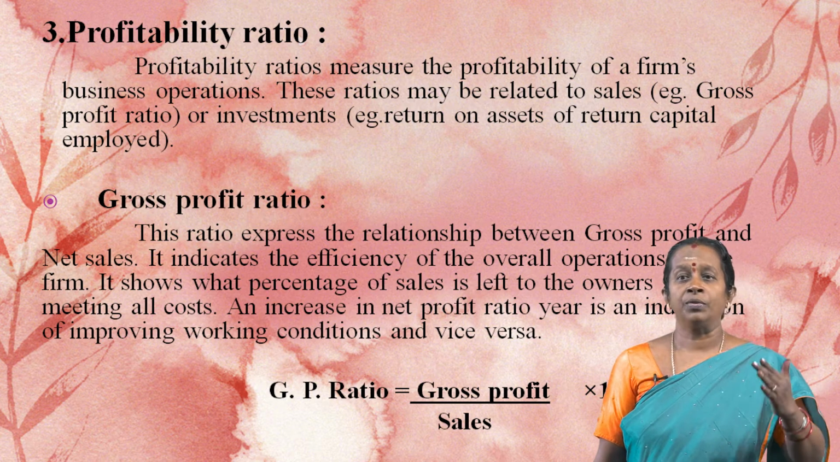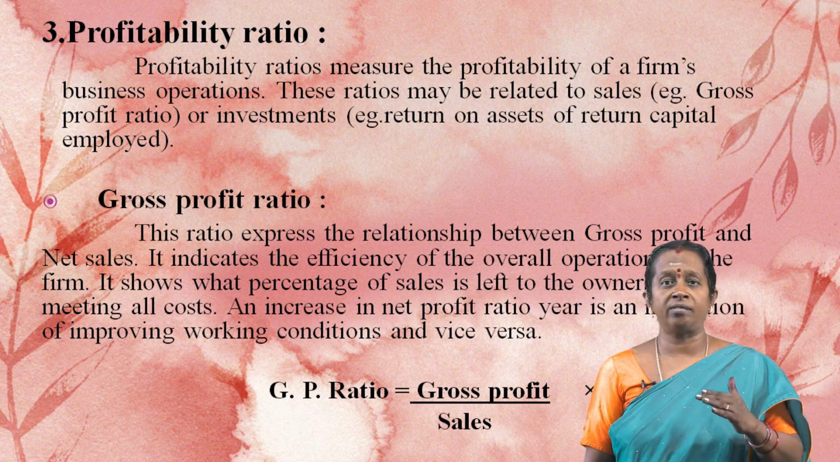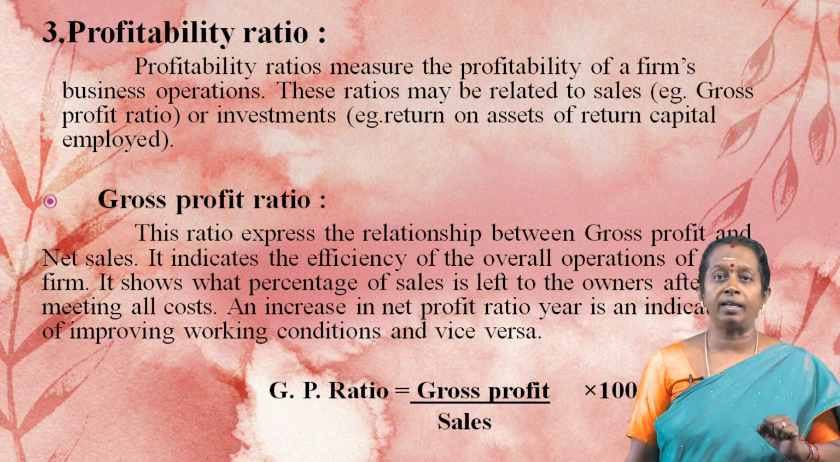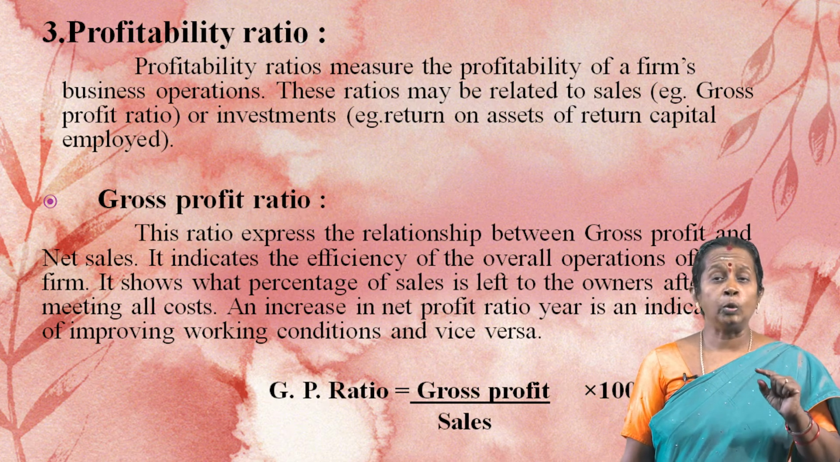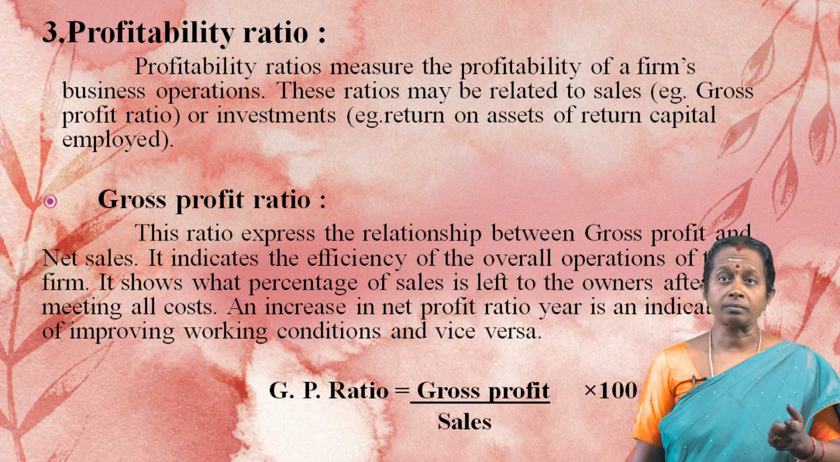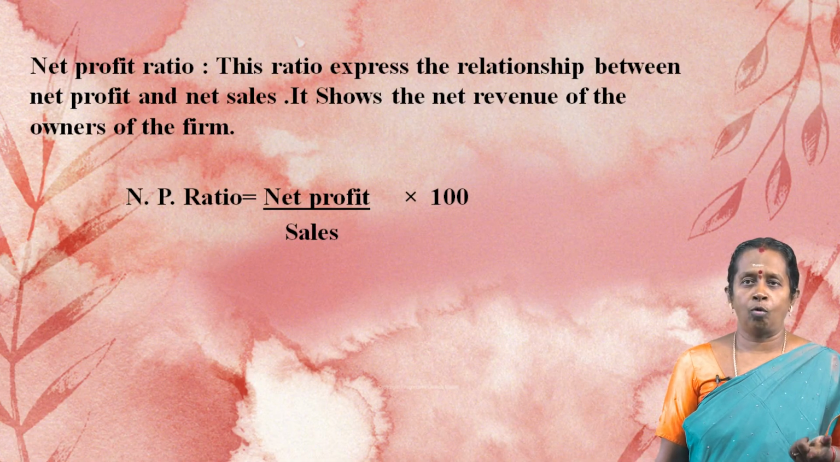Just like that, we have to judge the conditions as favorable or unfavorable by considering the GP ratio. Now to calculate the GP ratio, the formula is GP ratio equals gross profit divided by net sales into 100. Next one, net profit ratio.